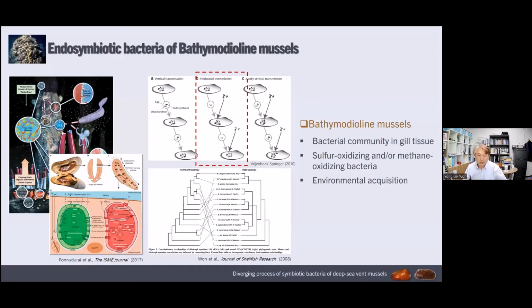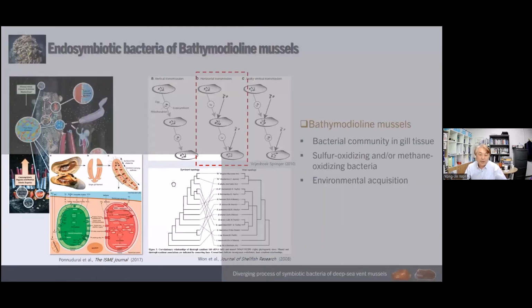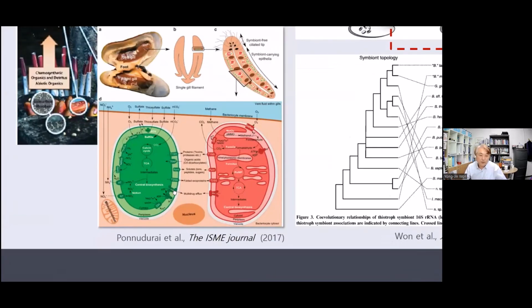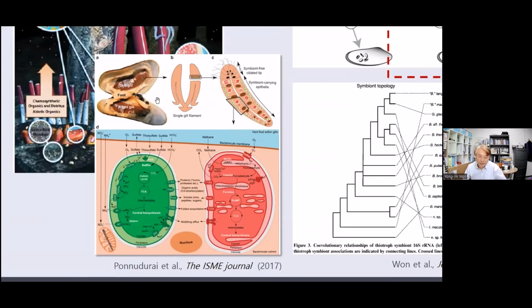on the endosymbiont. Here, this figure shows Bathymodiolus azoricus gill tissue and its bacteriocyte internal diagram. The left green is sulfur-oxidizing bacteria, the thiotroph, and the red one is methane-oxidizing methanotroph bacteria.